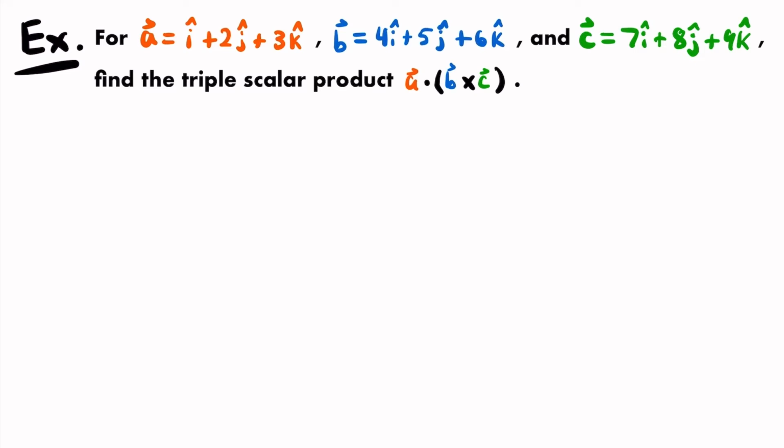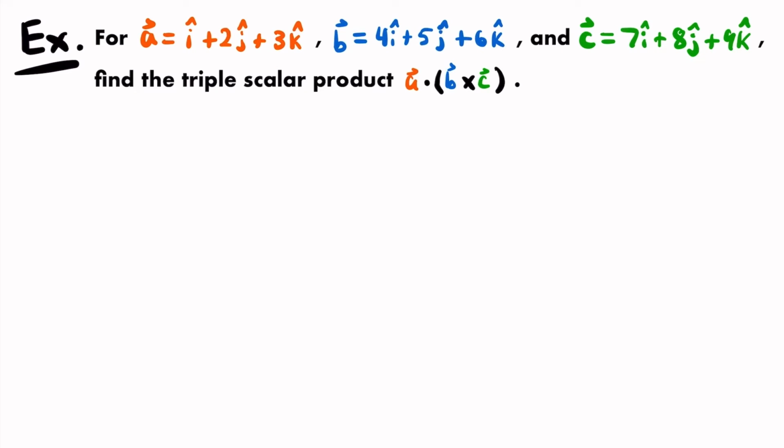All right, so next up we have for vector A equal to i plus 2j plus 3k, vector B, which is equal to 4i plus 5j plus 6k, and vector C, which is equal to 7i plus 8j plus 9k, find the triple scalar product of vector A multiplied via the dot product by the cross product of vector B and vector C. Okay, so this is very similar to our previous example, except we are working with 3 different vectors. So the process is exactly the same.